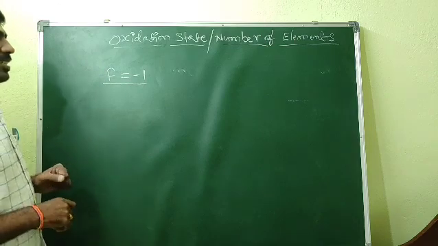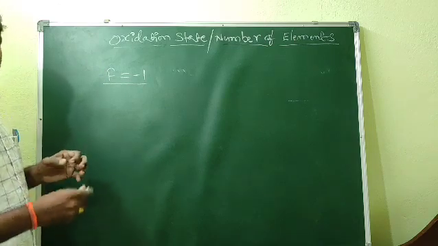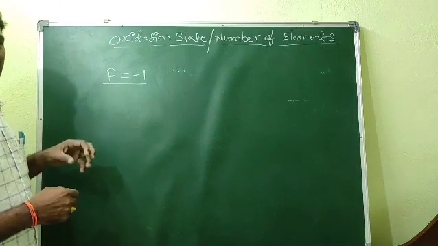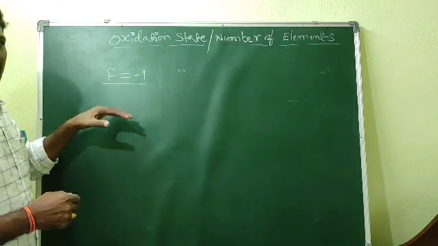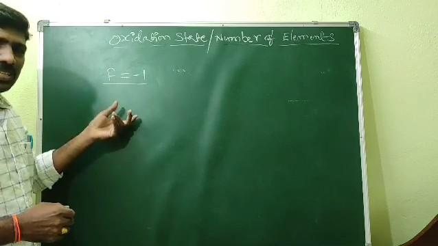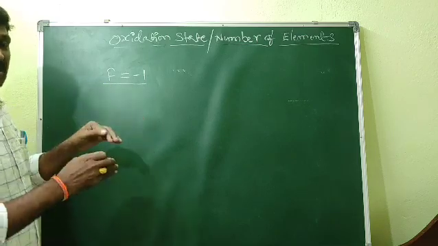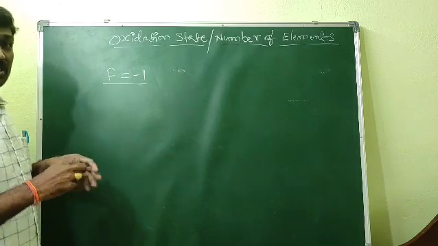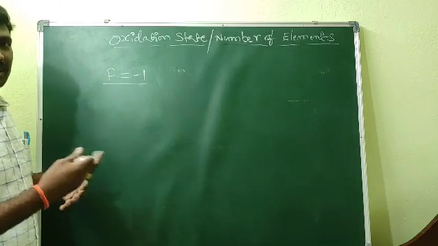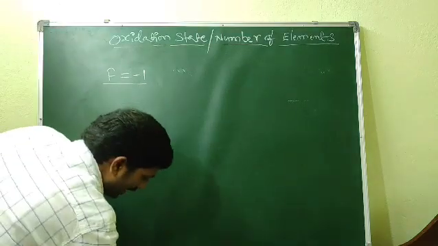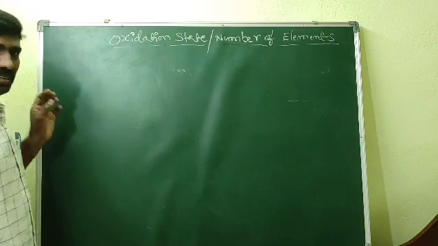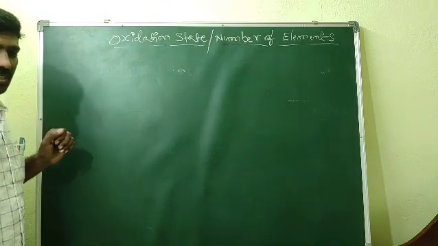The oxidation state means, what is the definition? The charge on the atom, the particular atom in a compound. How much charge it is, either negative charge or positive charge present on the atom, that is the oxidation number. So to find the oxidation number we have one method that we will discuss.